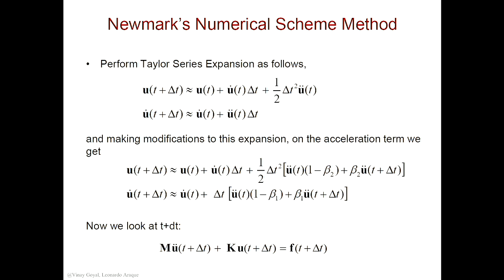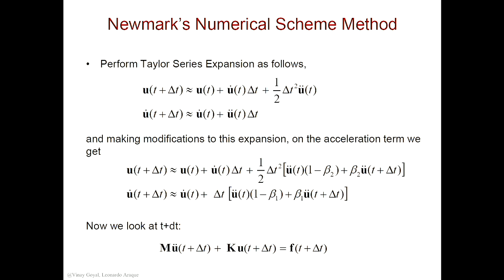Okay? So for example, if I put beta 2 equals 1, then this term is getting replaced by u double dot at t plus delta t. So I'm getting a value here that goes into the future. You see what I'm saying? If I put beta equals 0, this term goes away. I have this term, so I recover the Taylor series expansion. Okay? So it is a trick so we can interpolate between the future and the present. That's what that beta 2 is doing right there. Okay? Any questions on that?